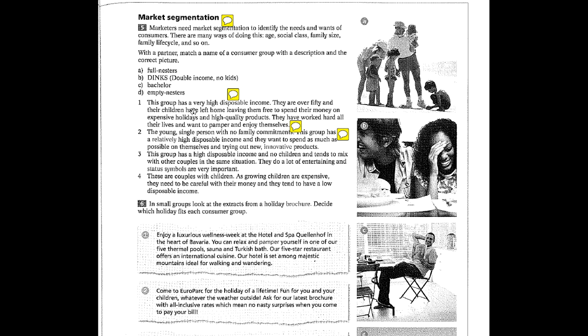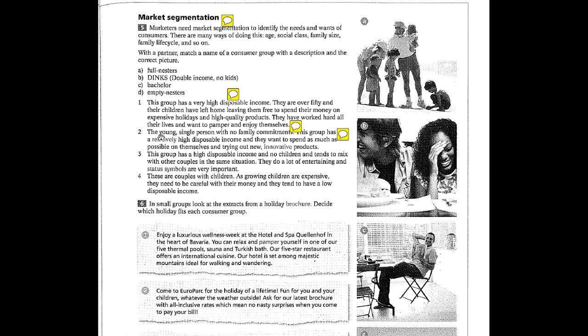So this group has a very high disposable income, a lot of income. They are over 50, pra janë mbi 50 vjeç. Their children have left home, so they have no children at home. And here you have the word empty nesters, so no children at home. So number one, you are going to match it with D. Number one, it's with D.